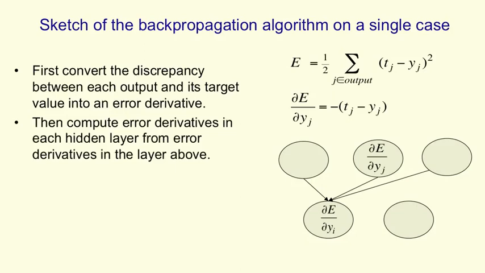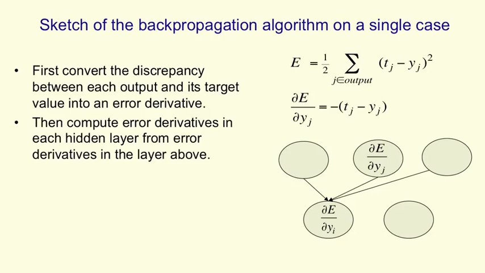So once we've got the error derivative with respect to the output of one of these output units, we then want to use all those error derivatives in the output layer to compute the same quantity in the hidden layer that comes before the output layer. So the core of backpropagation is taking error derivatives in one layer and from them computing the error derivatives in the layer that comes before that. So we want to compute dE by dy_i.